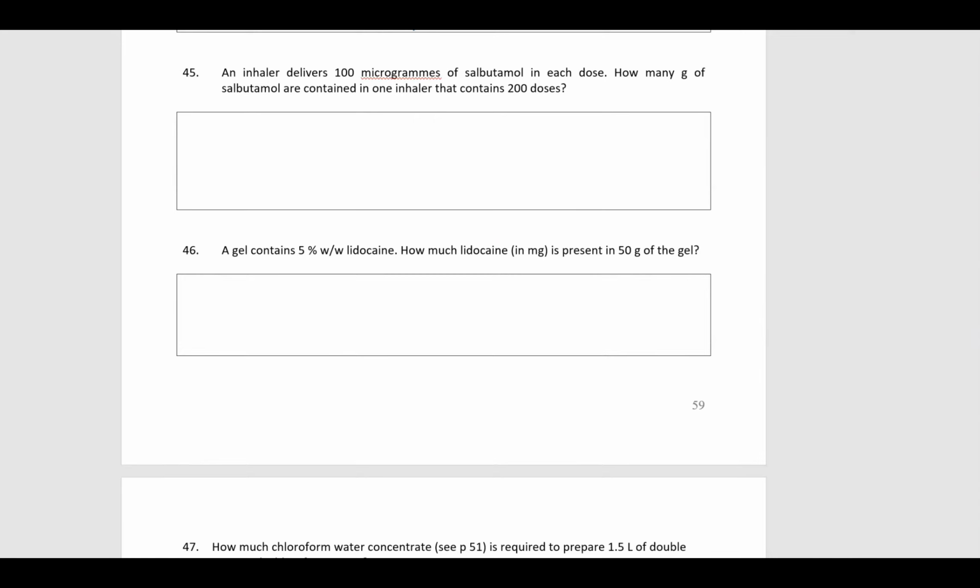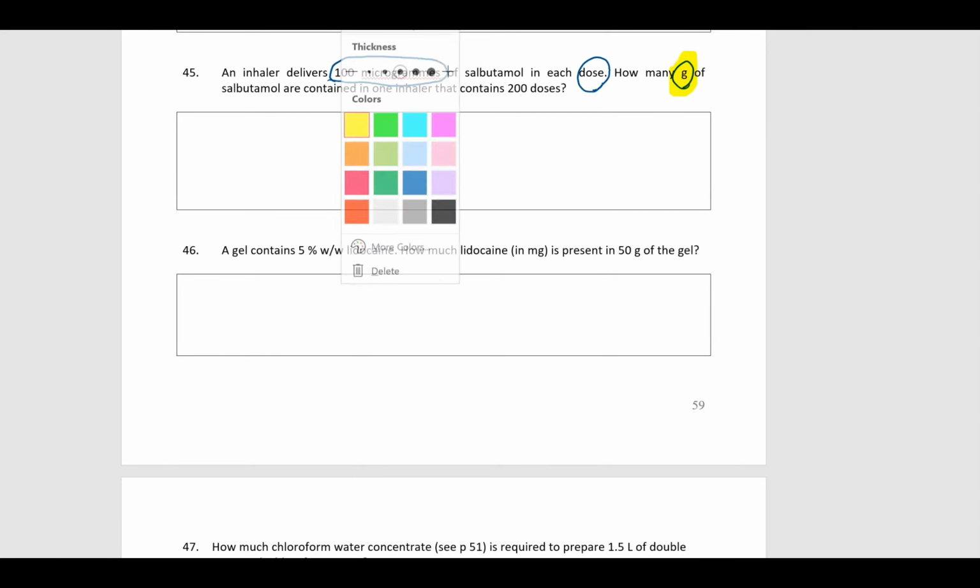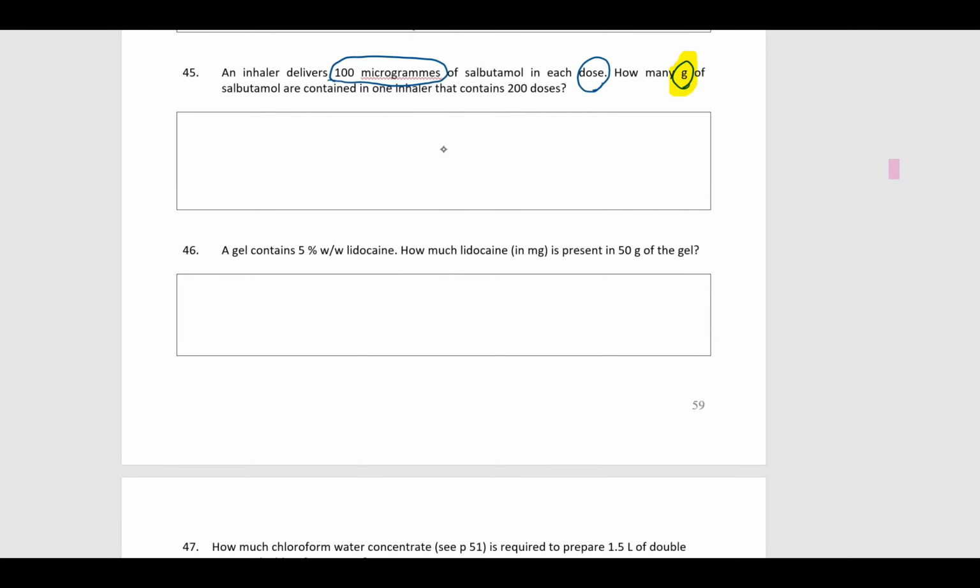An inhaler delivers 100 micrograms of salbutamol in each dose. So in each dose we will deliver 100 microgram of salbutamol. How many grams of salbutamol are contained in one inhaler that contains 200 doses? So each one has 100 micrograms. So first of all, we want to change the microgram to gram.